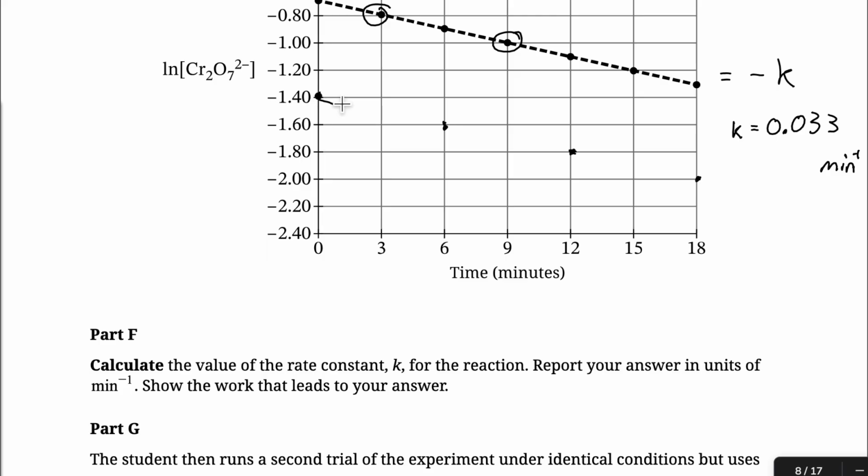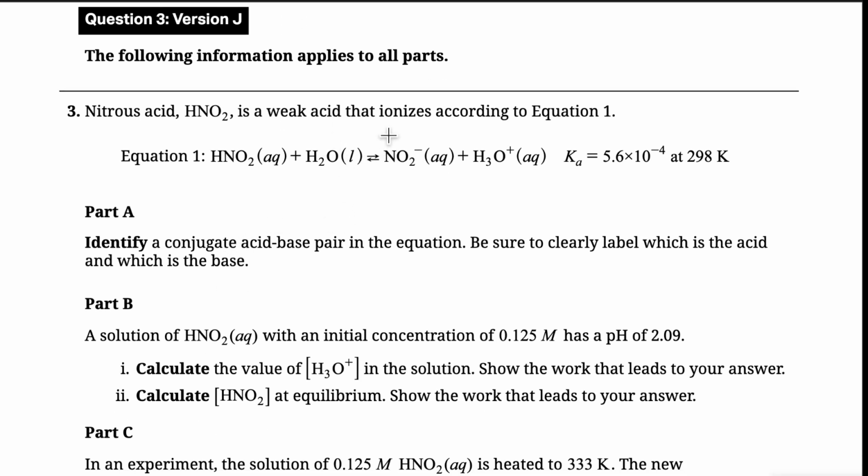Then connect these points. Number 3 then says nitrous acid is a weak acid that ionizes according to equation 1. Identify a conjugate acid-base pair in the equation. Be sure to clearly label which is the acid and which is the base. So me personally, I'd pick this as the acid. It's visibly an acid because it starts with H. It's a compound like this. And then your conjugate base is going to be this thing without the H, which is right here. So that's one pair you could choose. You can also choose the other pair where this is the acid and then it loses an H and becomes this as the base. Either one of those would work.